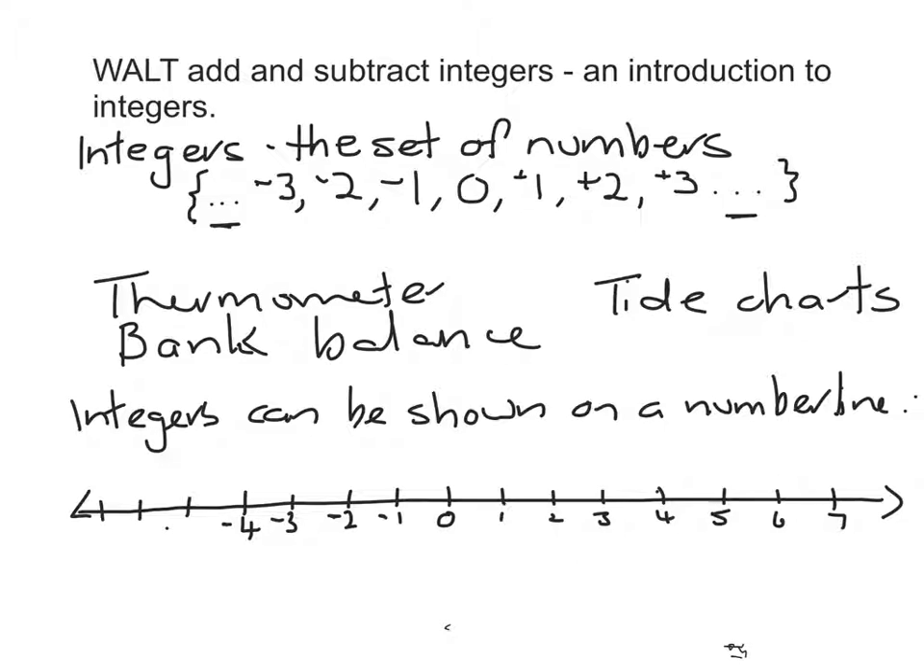Integers can be shown on a number line, with all integers to the right of 0 being positive and all those to the left of 0 being negative integers. Now you'll see on my number line that the numbers to the right of 0 have no positive sign beside them. So a number without a sign is positive.